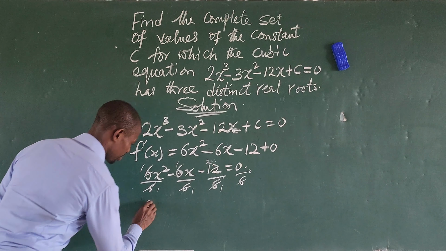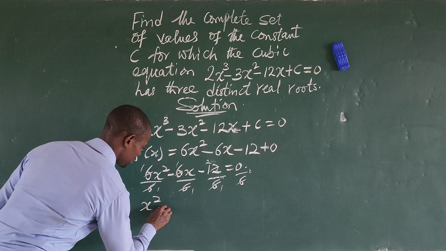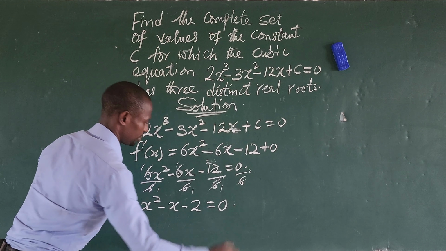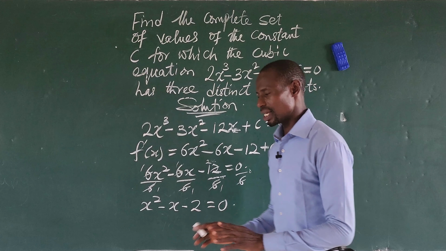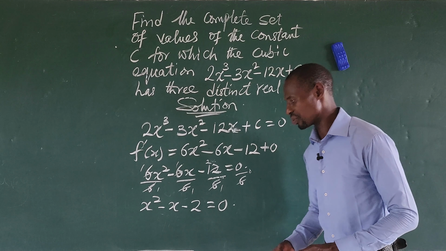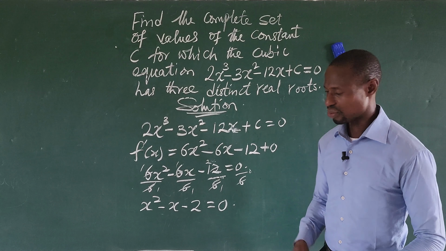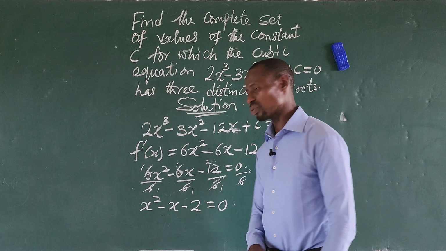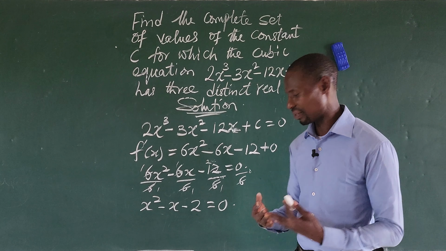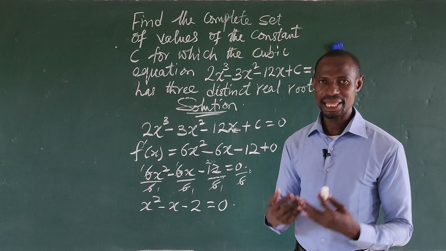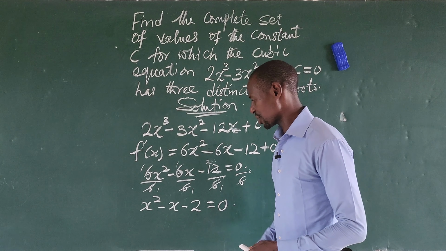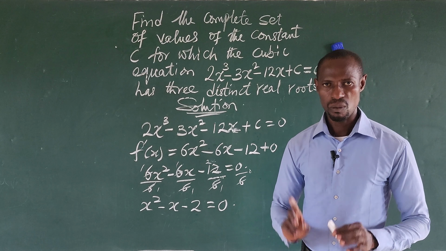So we now have our equation to be x^2 - x - 2 = 0. So what kind of equation is this? This is a quadratic equation, of course. So we can solve this quadratic equation using the factorization method. How do we do that? We think of two numbers from the factors of 2 that when we multiply together will give us minus 2, and add together will give us minus 1. So that will give us minus 2 and plus 1.